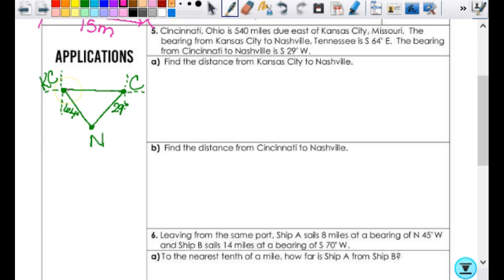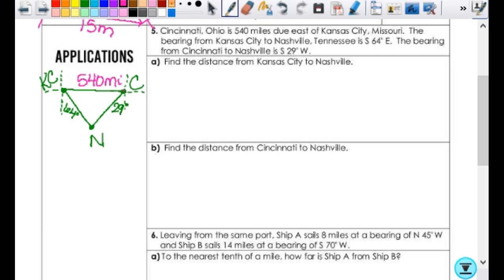So Cincinnati is due east of Kansas City, right? And this is 540 miles. And then it says that the bearing from Kansas City to Nashville is south 64 degrees east. That's where that 64 came from. To Cincinnati, yes, because it's due east. There is not a bearing, it is due east. I'm going straight east, I am horizontal. You good now? Everybody else okay where everything came from?